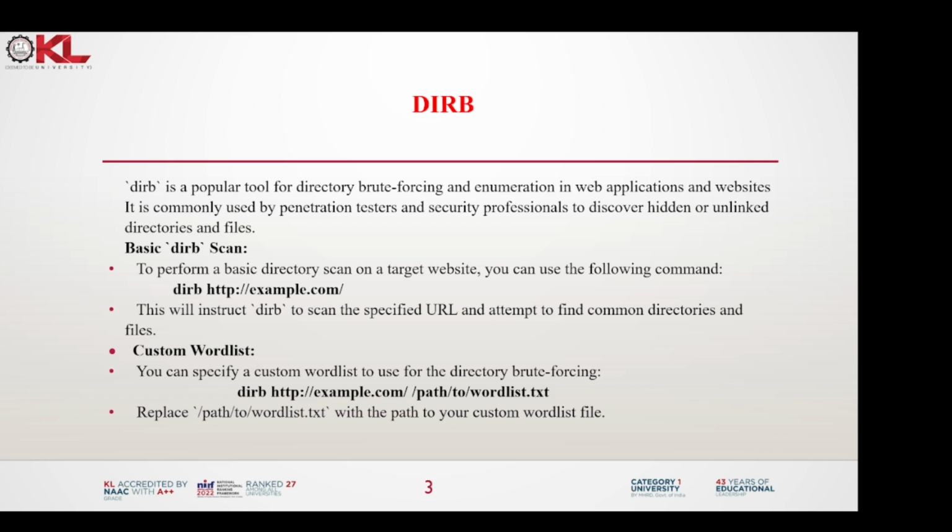So to identify it, the command is Dirb followed by the URL. Automatically, based on that URL, it lists out the directories, files, and pages associated with that URL. You can also use a custom word list to identify the directories, files, and web pages, which is also known as brute forcing.